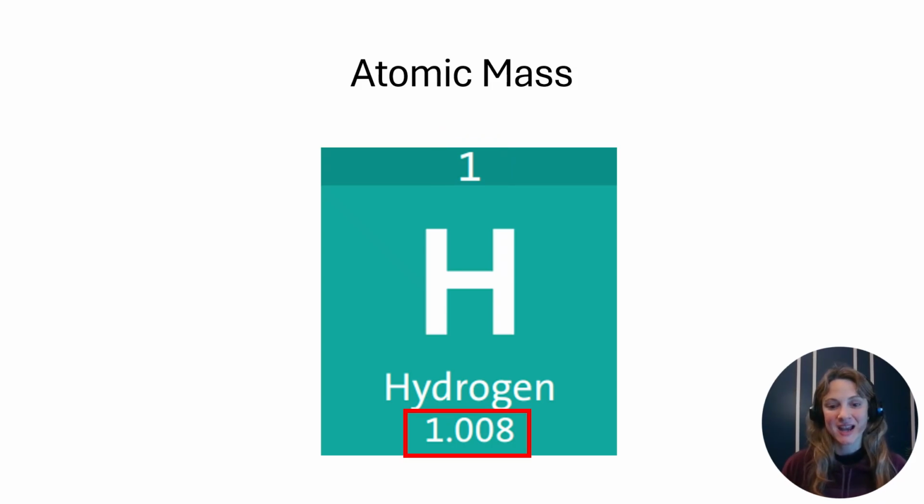The last thing I notice is the 1.008 at the bottom of the box. And this is the atomic mass in atomic mass units. And the atomic mass is essentially the number of protons plus the average number of neutrons. Different atoms of the same element can have different numbers of neutrons, and we call those different isotopes. But all atoms of the same element have the same number of protons, and that's what the atomic number is.